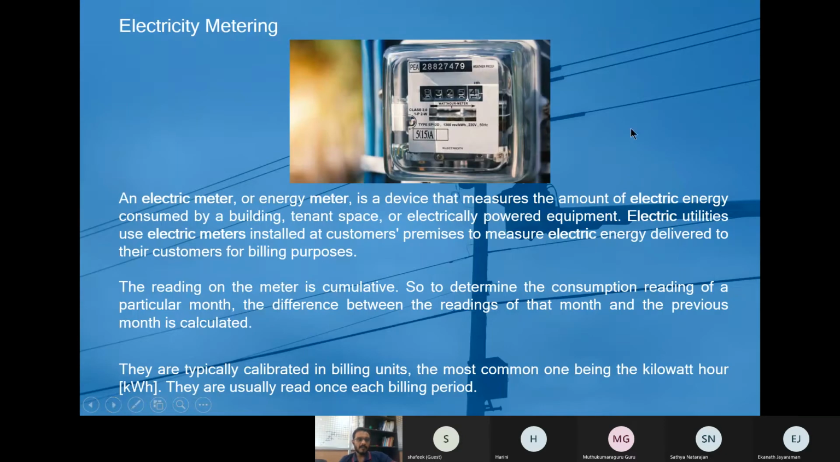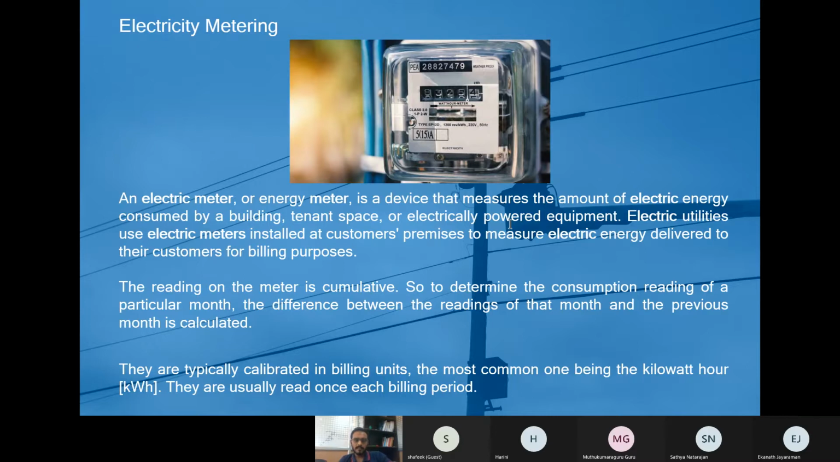Electricity metering. An electricity meter or any energy meter is a device that measures the amount of electric energy consumed by a building, tenant space, or any equipment which is powered by electricity. Electric utilities install electric meters at the customer's premises to measure the electric energy delivered to their customers for billing purposes. The reading on the meter is cumulative, like an overall summation.